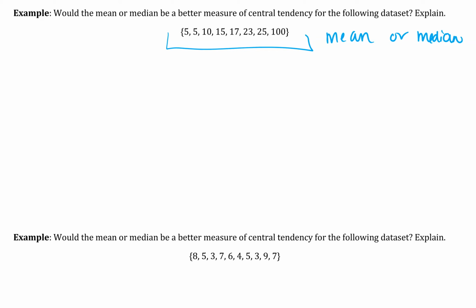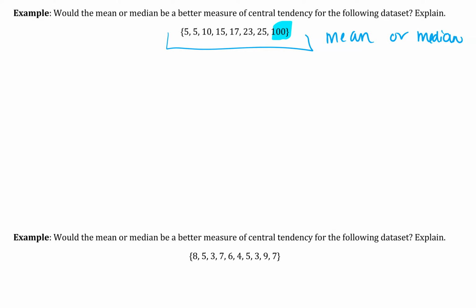I encourage you to pause the video to write down which one you think you would use and play the video to check your answer. In this scenario, we notice that we have a value, 100, that's pretty far away from all of the other values. So we have things that range from about 5 to 25, which is generally pretty close in number to each other. But then we have 100, which is a lot larger.